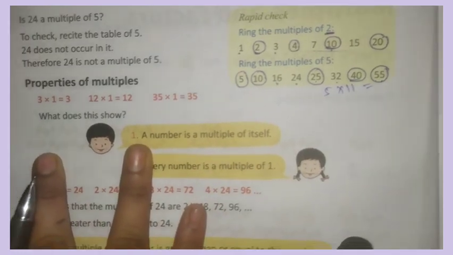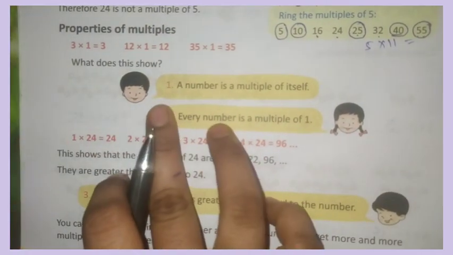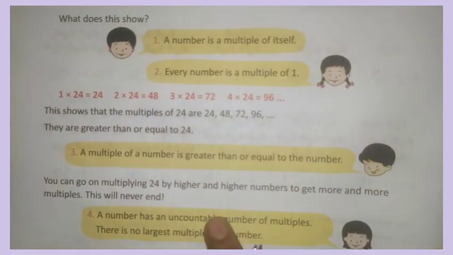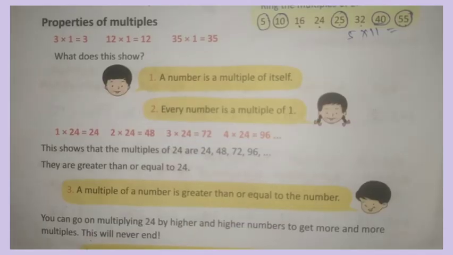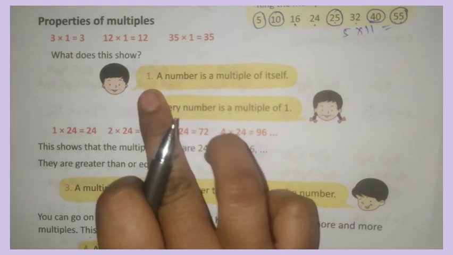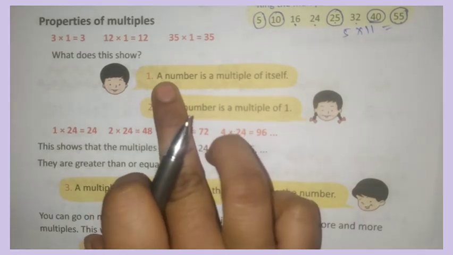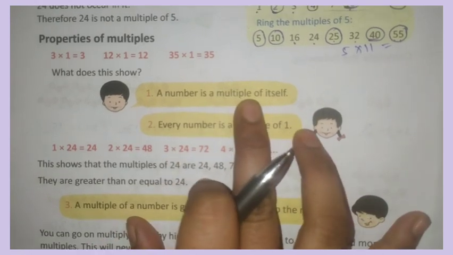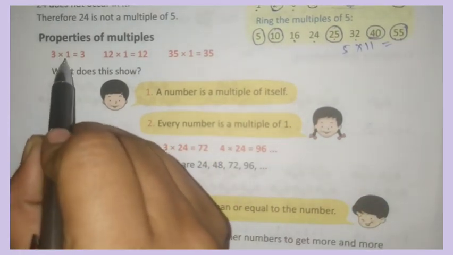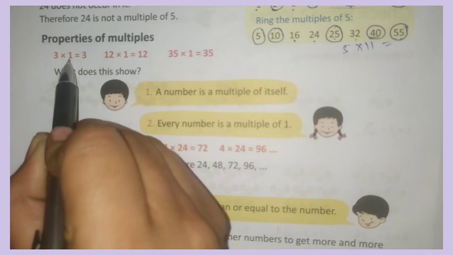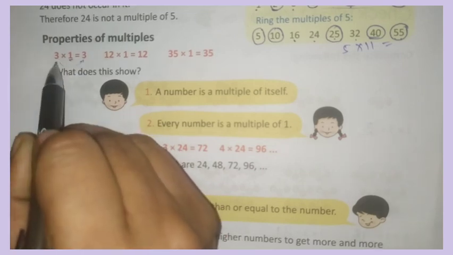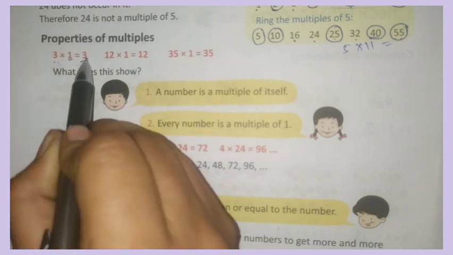Okay. Now look at the properties of multiples. There are 4 properties. Look at the first property. A number is a multiple of itself. When we multiply any number by 1, we get the same number. So every number is a multiple of itself.